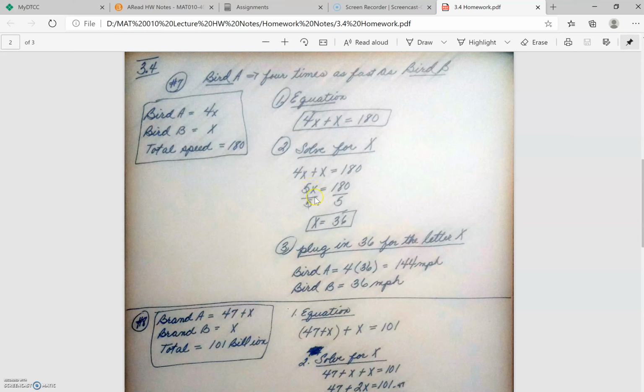Now, to isolate the x, remember we're going to divide out. We'll divide out that 5, and what you do to one side, you must do to the other. So we have a value of 36 for x.